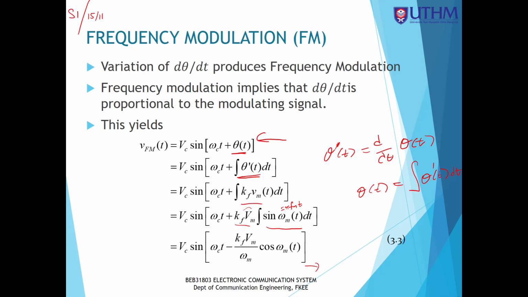So you can also write it like this: Vc sine, big bracket, 2 pi fct, for the omega ct, minus kf vm over 2 pi fm cos 2 pi fmt, and then close big bracket. What I'm doing here is converting omega into 2 pi f. Okay, next.